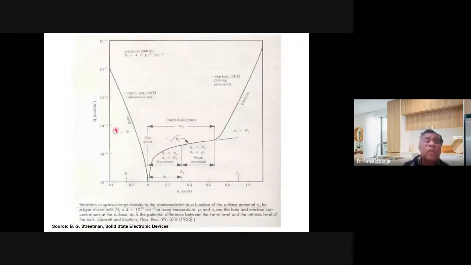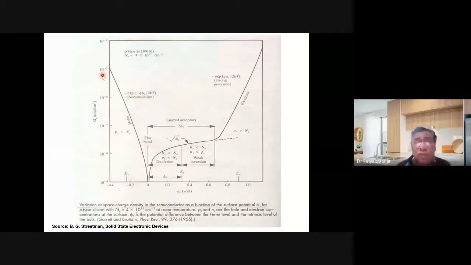If you consider the surface potential phi s and plot it theoretically, I've taken it from a textbook, you can follow any textbook. As long as the gate voltage is negative, that is the surface potential is negative, the hole concentration here is exponentially increased with the negative surface potential.